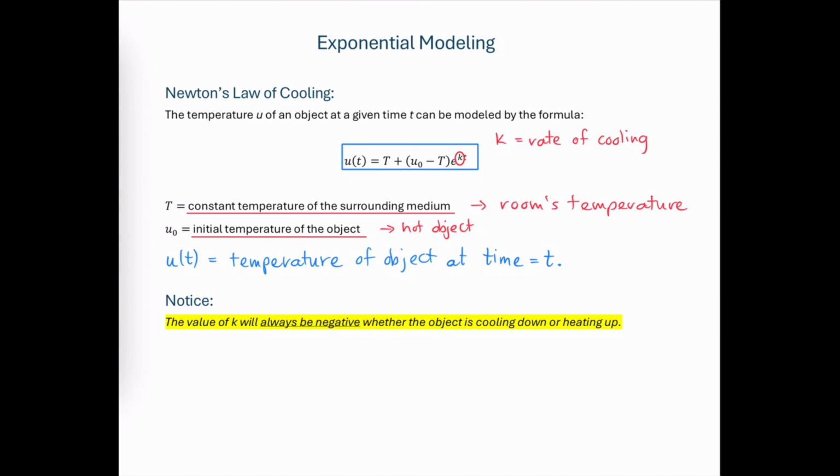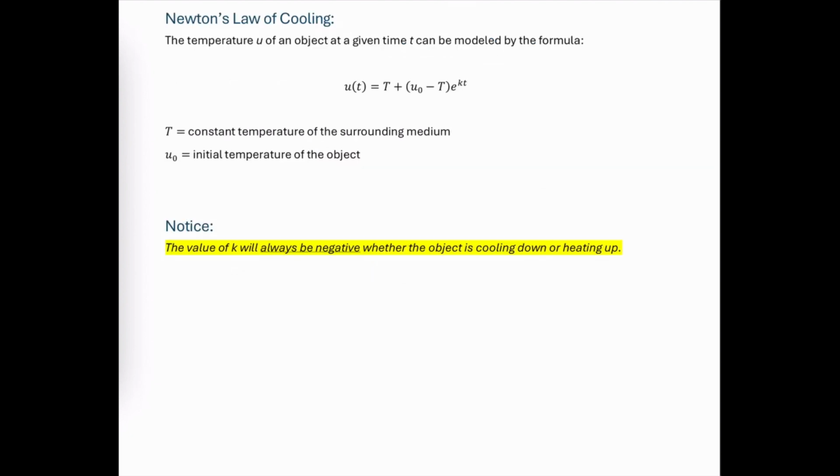However, this formula can also be used when we are bringing a cold object into a warm room, where the object would be warming up. It's called Newton's law of cooling, but it actually works for objects that are cooling down or warming up. A slightly counterintuitive fact about Newton's law of cooling is that this rate will always be negative. It's negative if our object is cooling down or if the object is heating up. Now let's briefly discuss why that is.